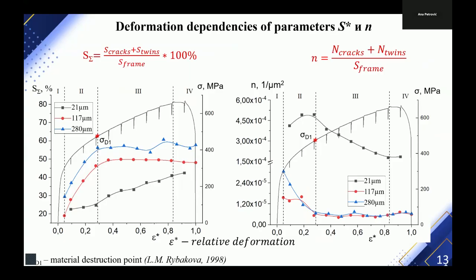Here you can see the same deformation dependencies of two parameters, relative area and the density of microcracks. We find that the biggest damaged relative surface we can see in the material with the biggest grain size. But we see that microcrack coalescence on the second stage of tension we can see only in the material with the lowest grain size.